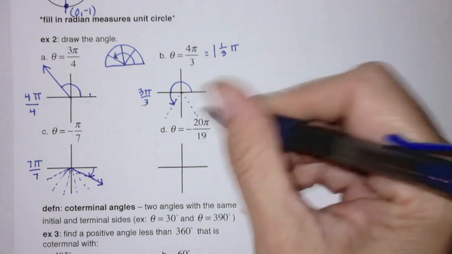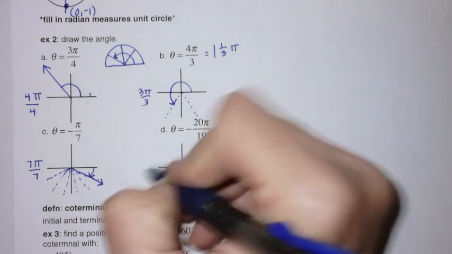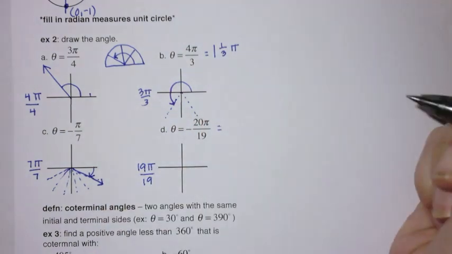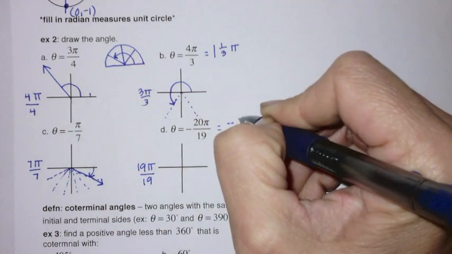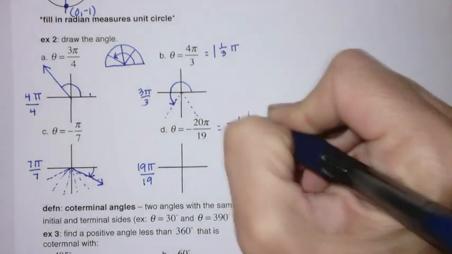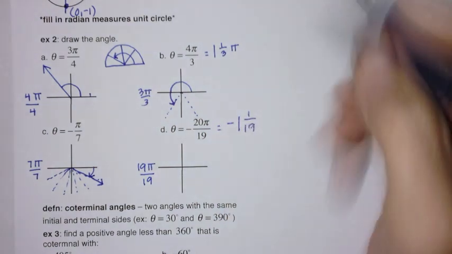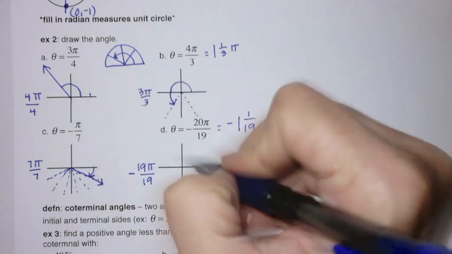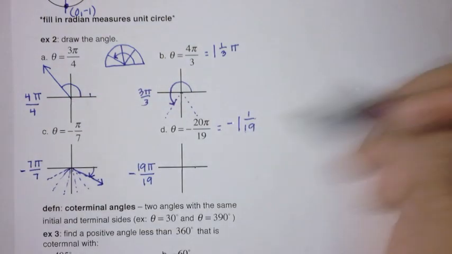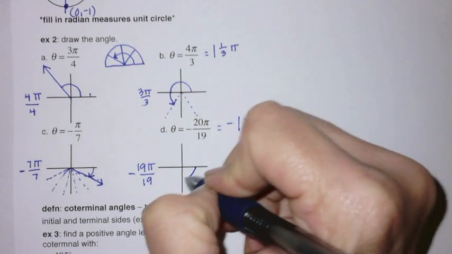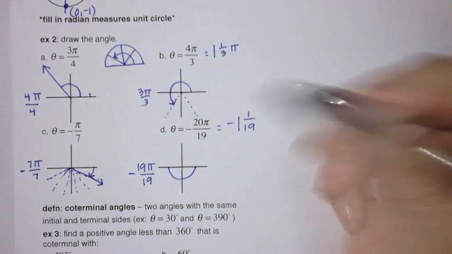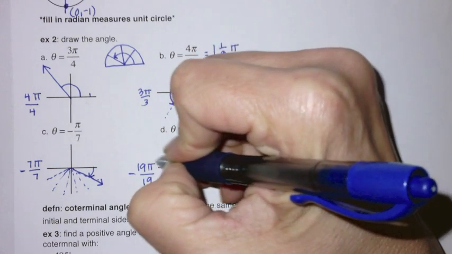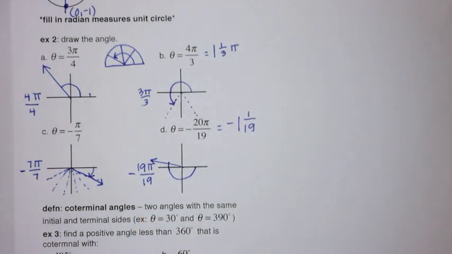So for this one right here, I'm going to put this as 19 pi over 19. This is negative 1 and 1/19. That's a little bit easier for me to see. But over here, sorry, I'm making those negatives just because of what we're doing. This is negative 19 out of 19, and I need just one sliver more. So I'm only going to go just a tiny bit more, and it would look like that.